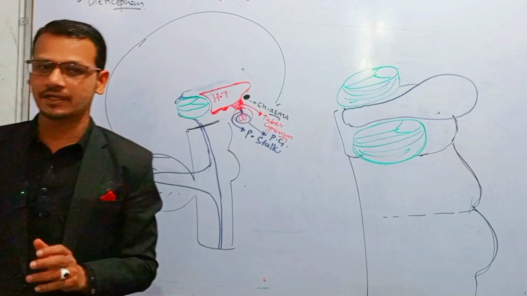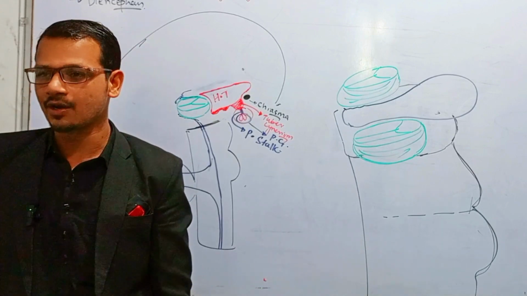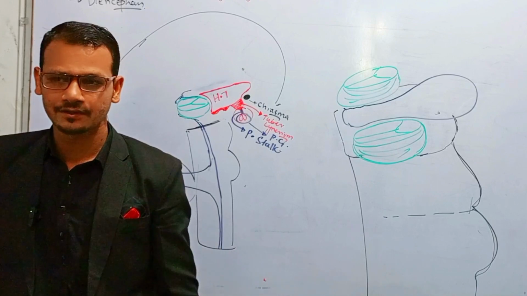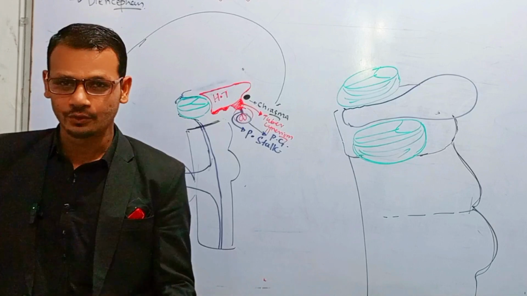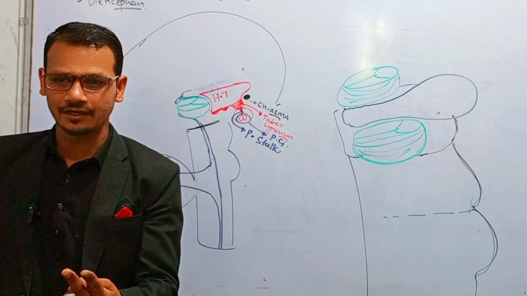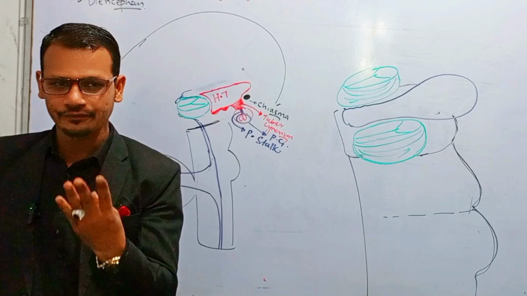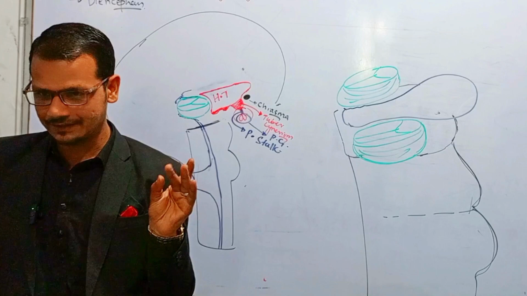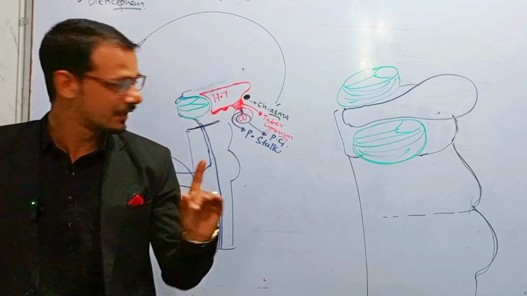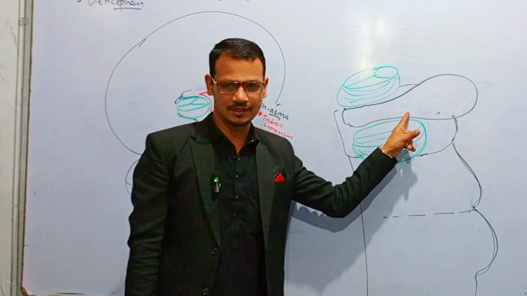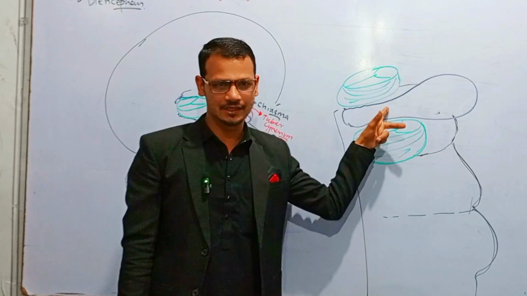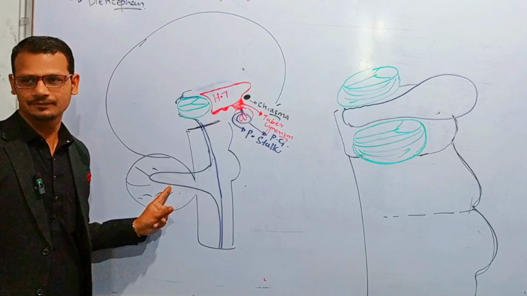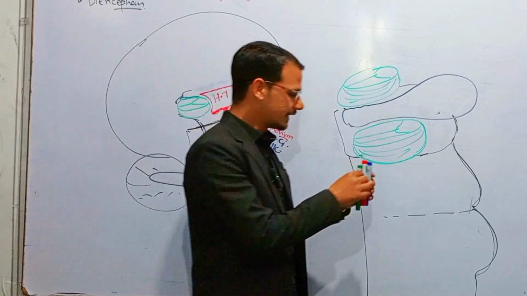If you get the question in your paper, how many ventricles are there in the brain, how many ventricles are there in the heart? Two, the right ventricle and left ventricle. In the brain there are four ventricles: the right lateral ventricle, left lateral ventricle, the third ventricle, and fourth ventricle. So this is the third ventricle, which is present in between the thalamus, and this is the fourth ventricle, which is present in the cerebellum, right?